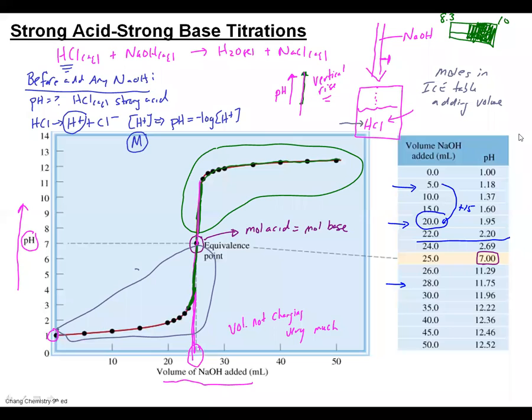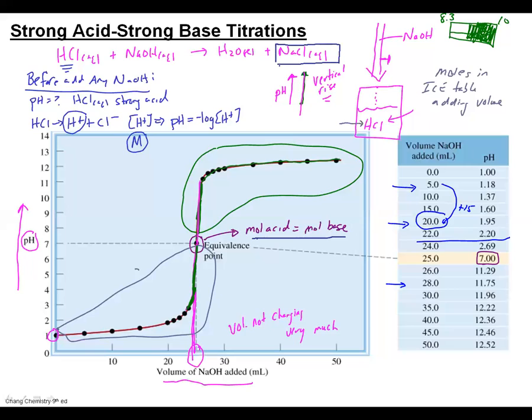Now, once we do reach the equivalence point, remember that is basically the definition of the equivalence point: the moles of the acid should exactly equal the moles of the base. Technically you don't have to do an ice table at this point, because if we did, the moles of the HCl would equal the moles of the sodium hydroxide, which means they both cancel out to 0. And really the only thing left at the equivalence point in this type of titration is a salt.